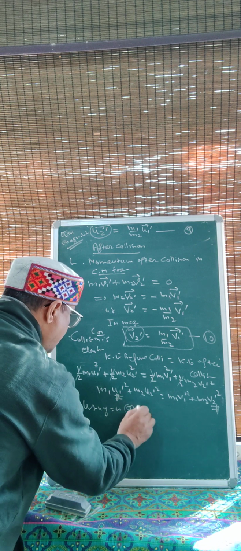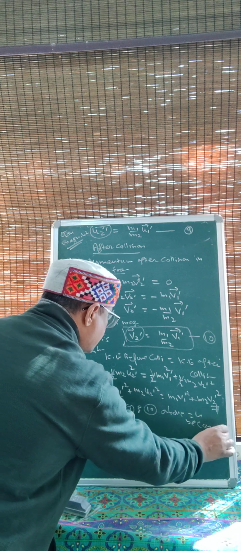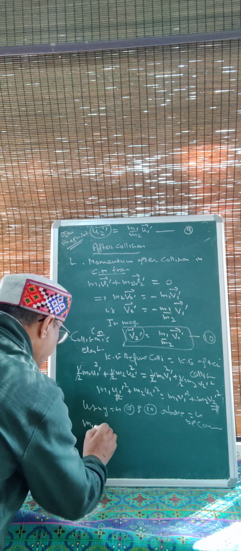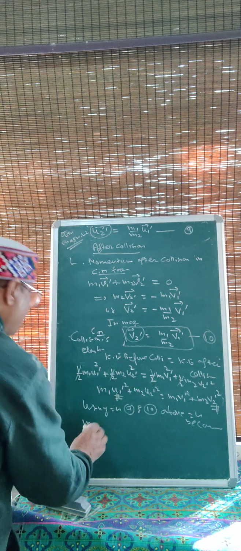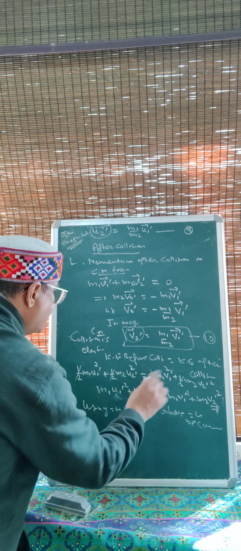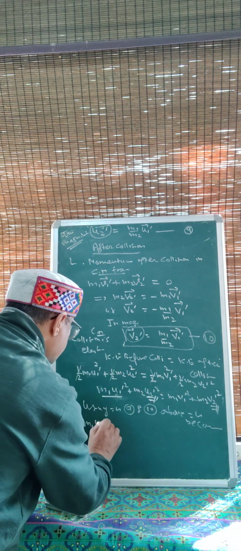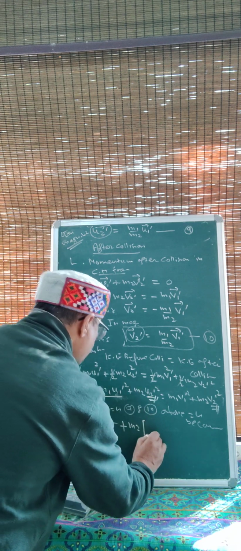Using equation number 9 and 10, the above equation becomes, now put it in. This is m1 u1 dash square. What is the value of u2 dash here? Sorry, we have to put u2 dash. You put this value here. So this is m1 u1 dash square plus m2 into u2 dash square. u2 dash is this, square it.